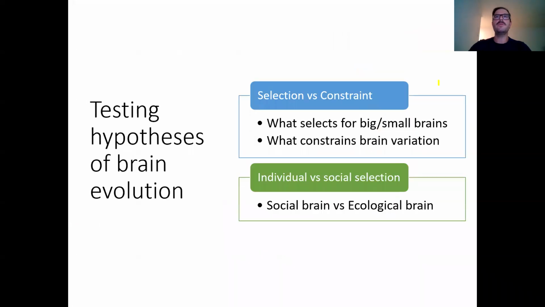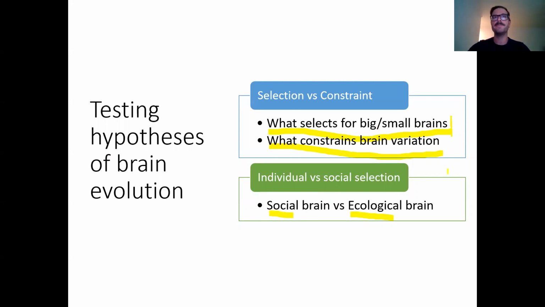If we are about to ask questions related to brain evolution, there are mostly 2 different types of hypotheses. Some of them are selection-based, and they mostly explain what in the environment selects for larger or smaller brains, and such selective pressures might be social or individual. One of these hypotheses is the social brain hypothesis, another is the ecological brain hypothesis. Alternatively, certain hypotheses about brain evolution revolve around constraints on brain variation, and they try to explain what constrains brain size increase.